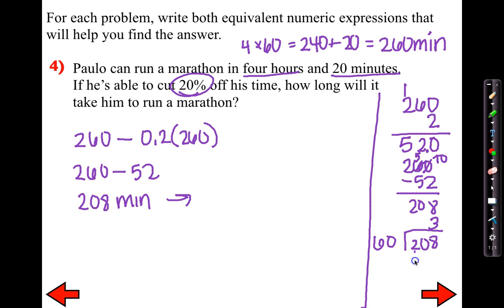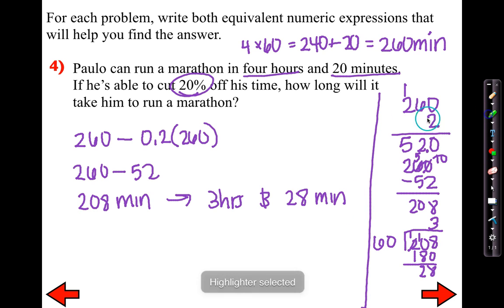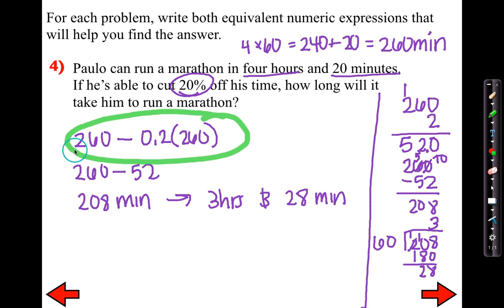This is going to go about 3 times, and that's going to leave me with a remainder of 28. So it's going to be 3 hours and 28 minutes. Now, again, is this necessary? No. So real quick, this is the very first option, which is taking the 20% and subtracting it to show that that's how much time is being shaved off of his original time.